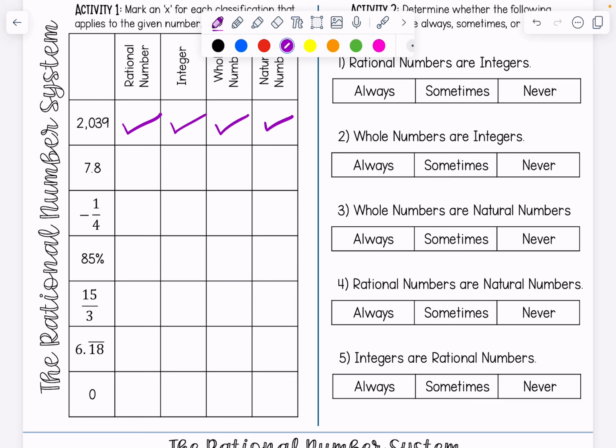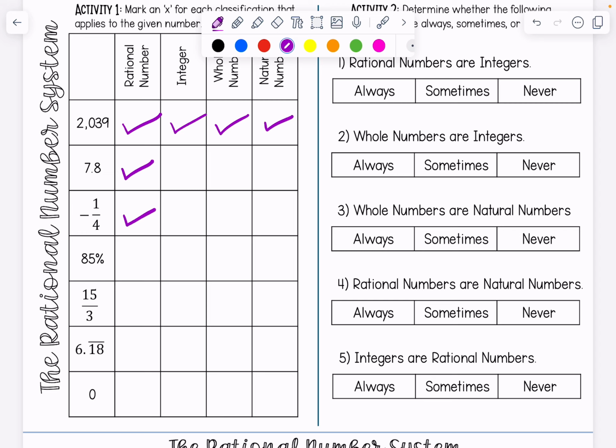So 2039 is actually going to be a part of all four of those categories. 7 8/10, we have a decimal. All right, our decimals don't come into play until rational numbers. So the only category there that 7 8/10 fits into is the rational number category. -1/4 is also only going to be a rational number. It does have a negative, but that fraction can't be simplified anymore. So -1/4 is going to be a rational number.